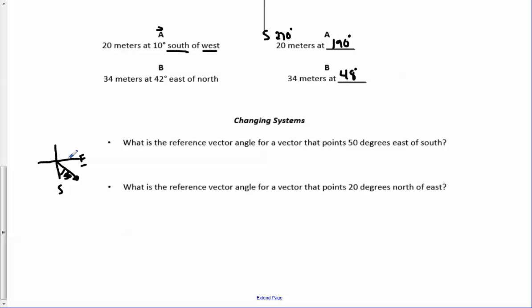So now to get my reference vector, I take 0 plus 90 plus 90 plus 90 plus 50. So I get 270 plus 50. I get 320 degrees.